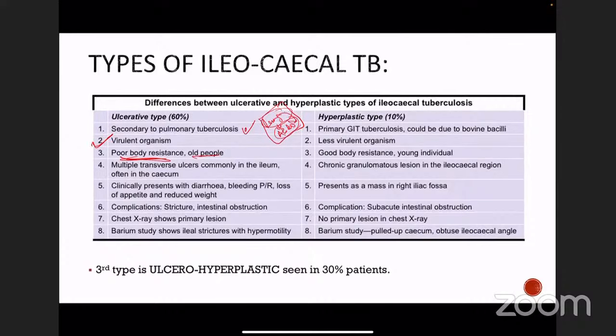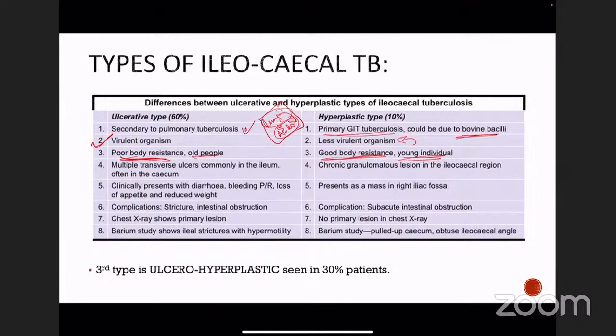Whereas in hyperplastic, primary GIT tuberculosis occurs and it could be bovine bacilli also. So with primary GIT tuberculosis occurring, he's not having pulmonary, so he must be having good immunity, good body resistance. So he must be a young individual, and he must be getting infected with a less virulent organism, right? So after this, what clinical picture is the patient having?